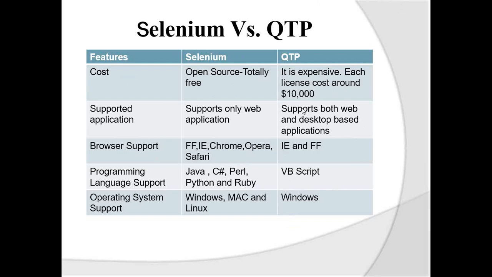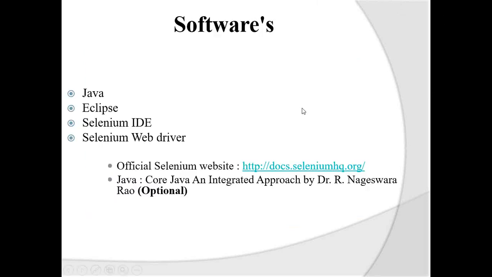Moving to the next slide. Software required to install Selenium: first we need Java, JDK 1.8. After that we'll go with Eclipse, then the Selenium IDE, and then Selenium WebDriver. Now let's start with the information one by one.